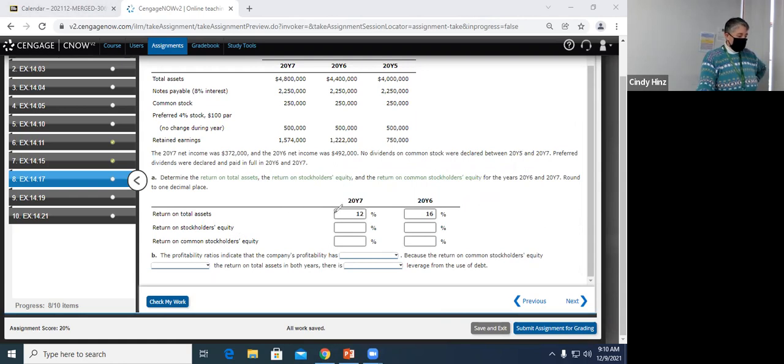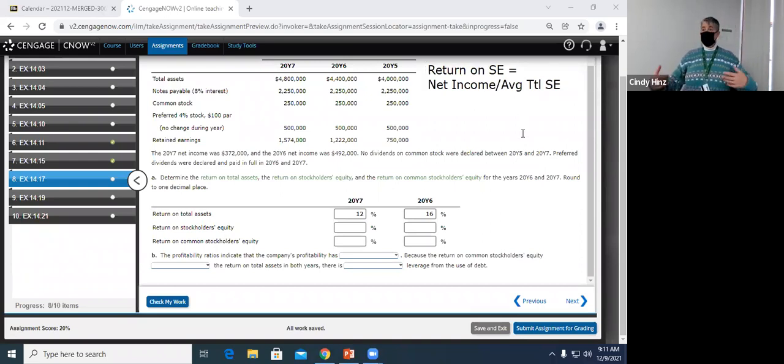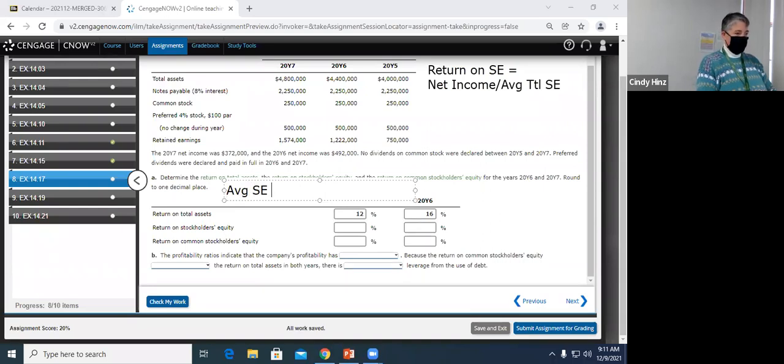So let's move on to our return on stockholders' equity. And again, I will give you the formula here on the screen. Return on stockholders' equity is net income from the income statement for the year divided by average total stockholders' equity, which is beginning plus ending divided by 2. So again, we'll do the average stockholders' equity for 2017 here on the screen.